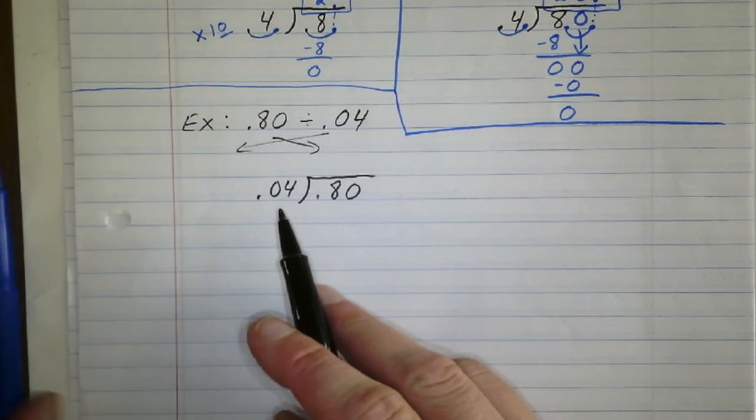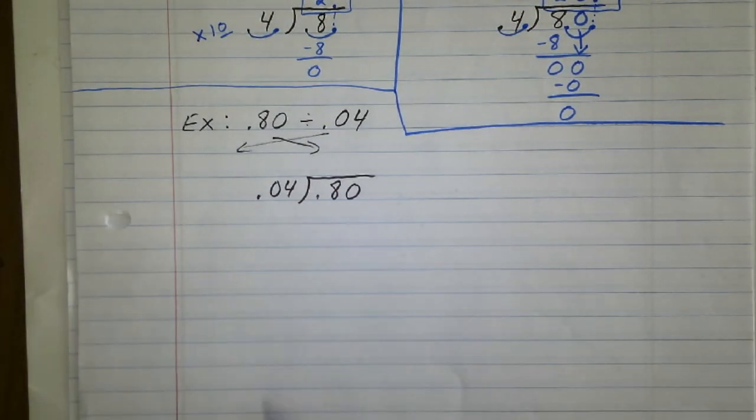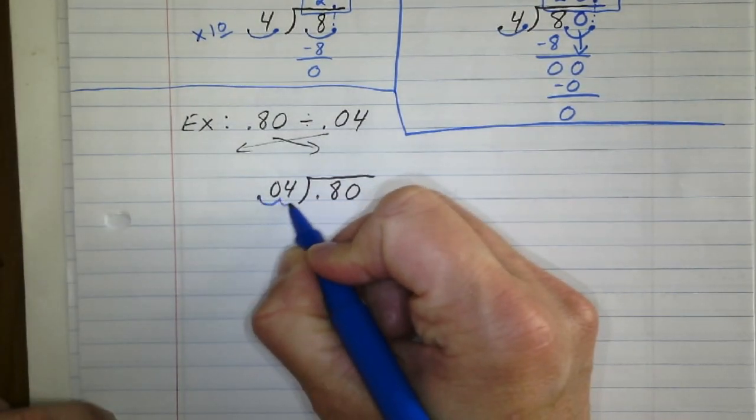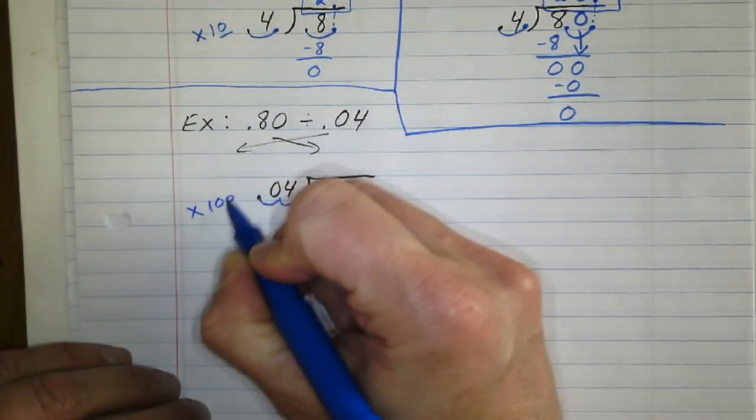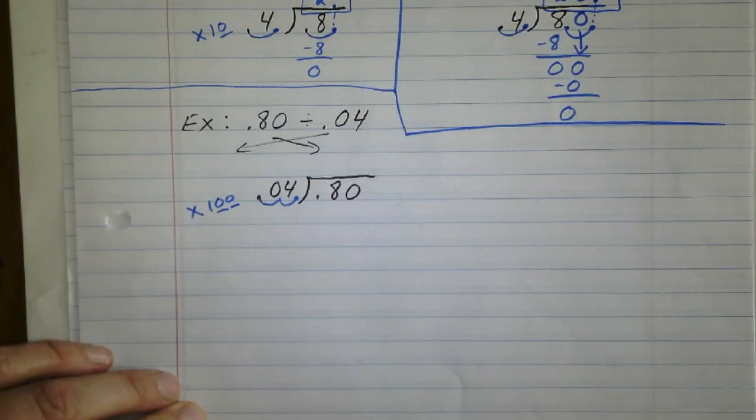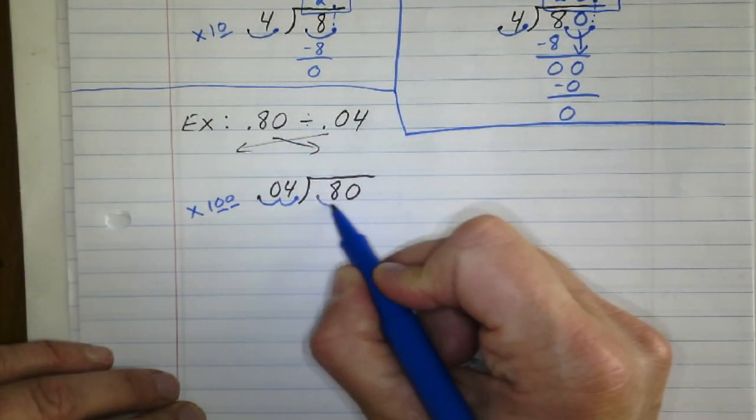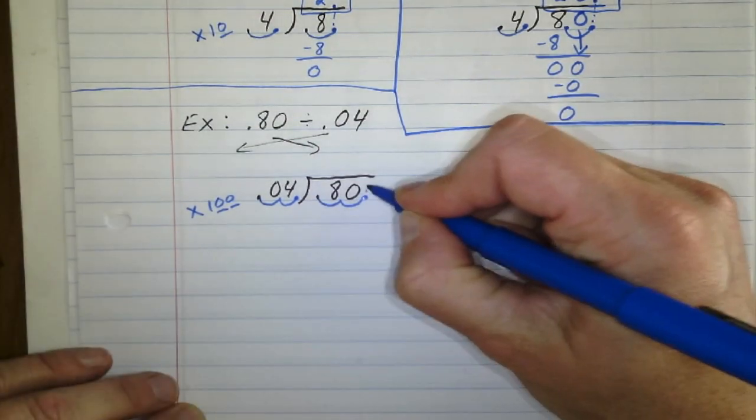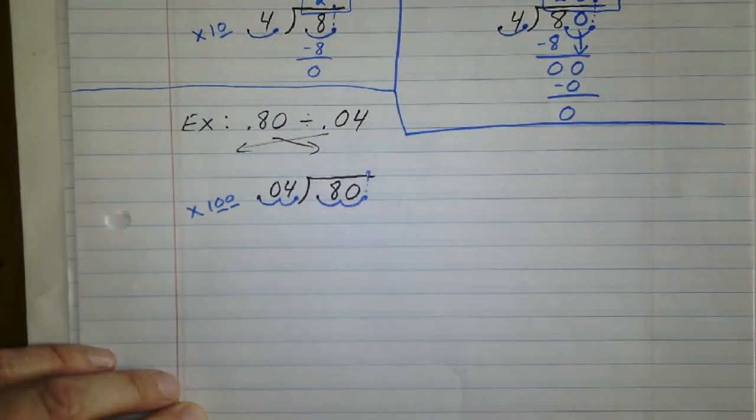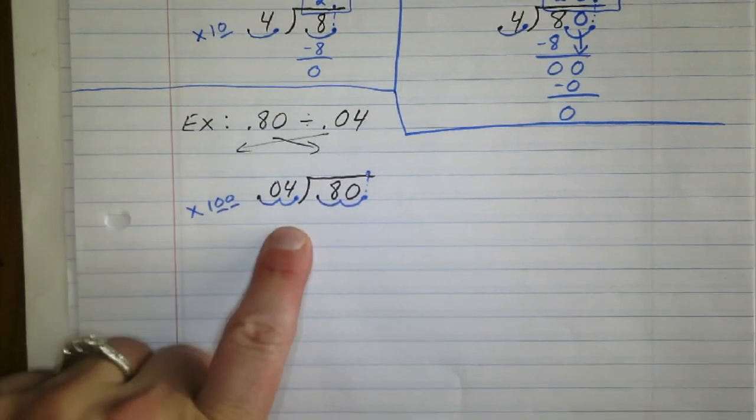How many times do we need to move the decimal over? We need to move it over twice so that it's behind our number to make it a whole number. That's like taking it times 100. Whatever you do to the outside, you got to do to the inside. So you move it over twice. Make it a bigger decimal. That's the new one. Bring it up into your answer. So it looks like 04, but it's really just 4.